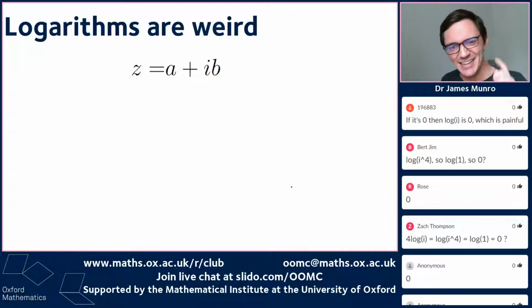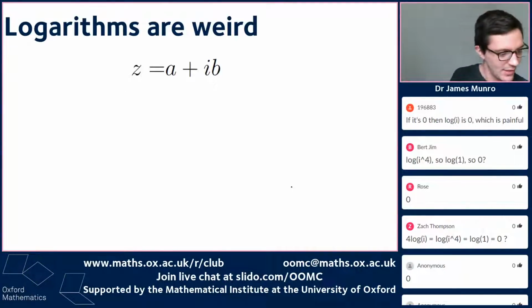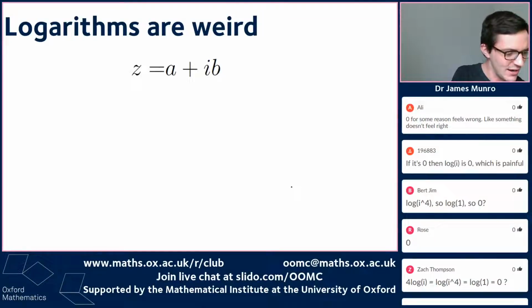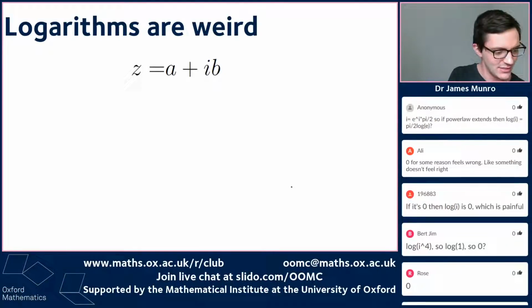Logarithms are weird. You know complex numbers? You'd sometimes write them as a plus ib. Yeah? Yeah, Ali says 0 feels wrong. Ali, I think you're right, this feels wrong. Doesn't feel right? It doesn't feel good to have log ib 0. Yeah, it's pretty bad. No one likes that. Yeah, people didn't like that.